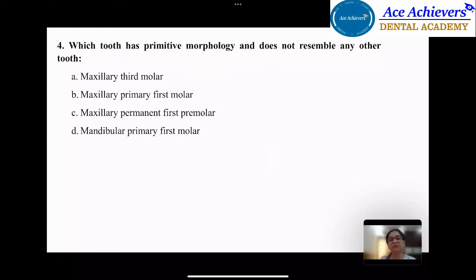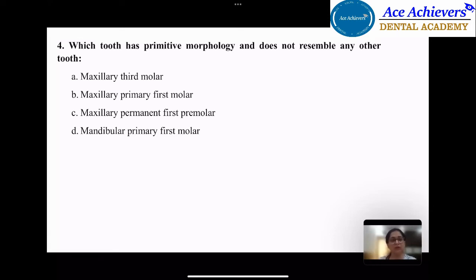Which tooth has primitive morphology and does not resemble any other tooth? Whenever we talk about dental anatomy, the answers are very straightforward. Here, the important things for you to remember are that the primary maxillary first molar resembles the permanent premolar. The primary maxillary second molar resembles the permanent maxillary first molar. The primary mandibular second molar resembles your permanent mandibular first molar, and your primary mandibular first molar does not resemble any other tooth. These are facts which you have to remember.